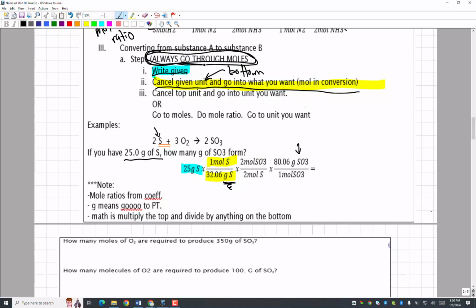So it says cancel the top unit, so this is my top unit now, by putting it on the bottom and go into the unit you want. The unit that I want is grams of SO3, but I can't go right into grams of SO3 because I always go through moles.